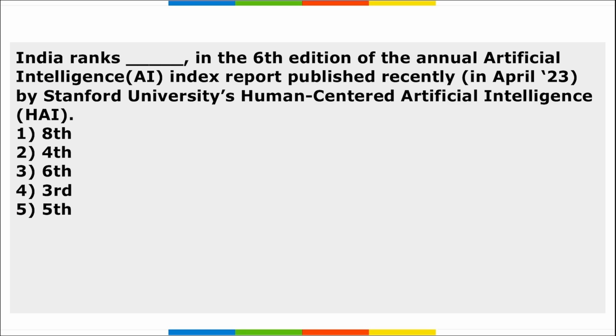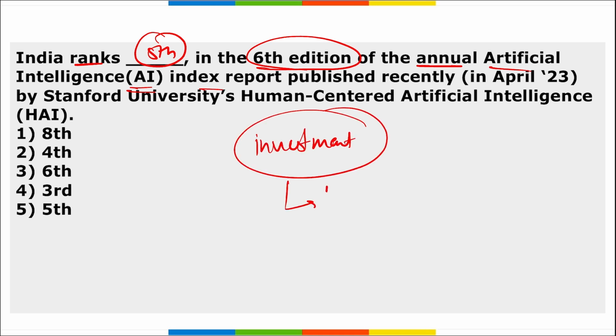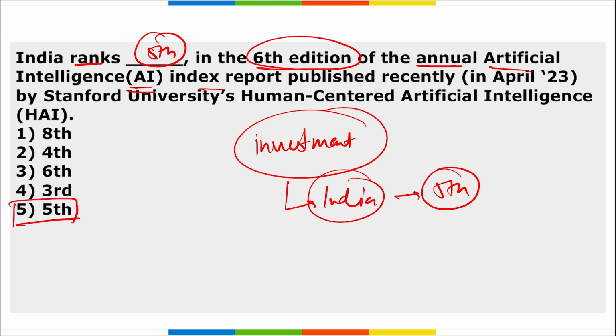Next, India ranked 5th in the 6th edition of the annual Artificial Intelligence Index report, and I have told you this, that if we are talking about investment in artificial intelligence, what is the rank of India here? So India stood at 5th rank in terms of investment in artificial intelligence. Next, here the correct option is option 5.